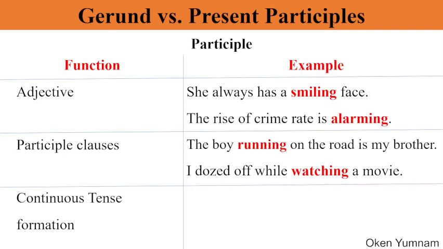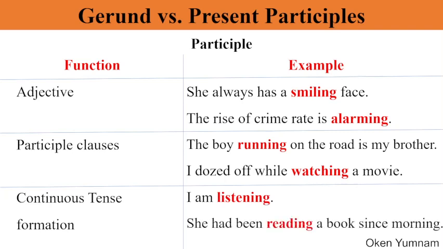And we use present participle forms in all continuous tense forms, be it present continuous, past continuous, past perfect continuous, whatever. In all the continuous forms we use ing forms. See here, I am listening. She had been reading a book since morning. So in continuous forms we use the present participle. This present participle is part of continuous tenses. So these are the differences between gerund and present participles.